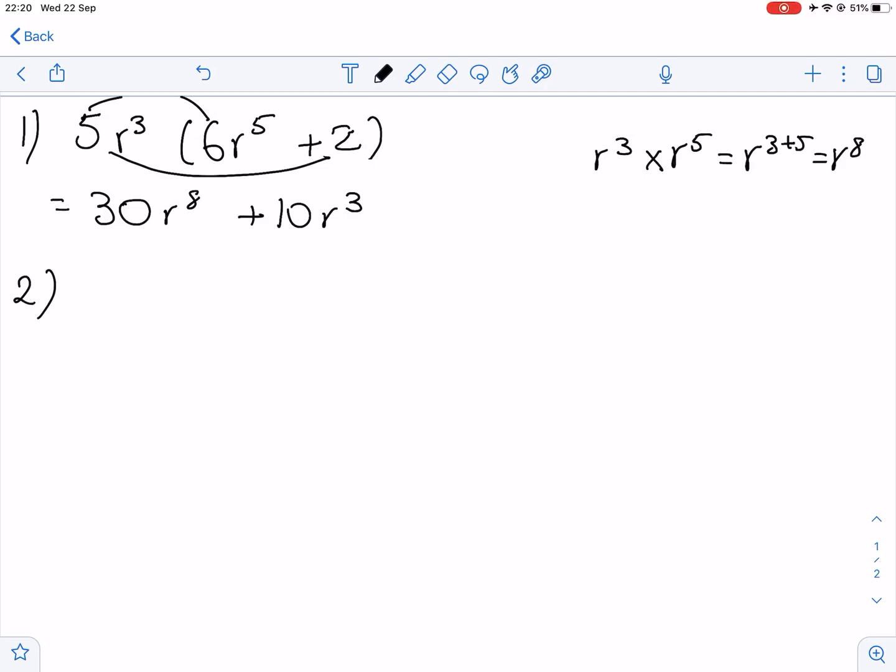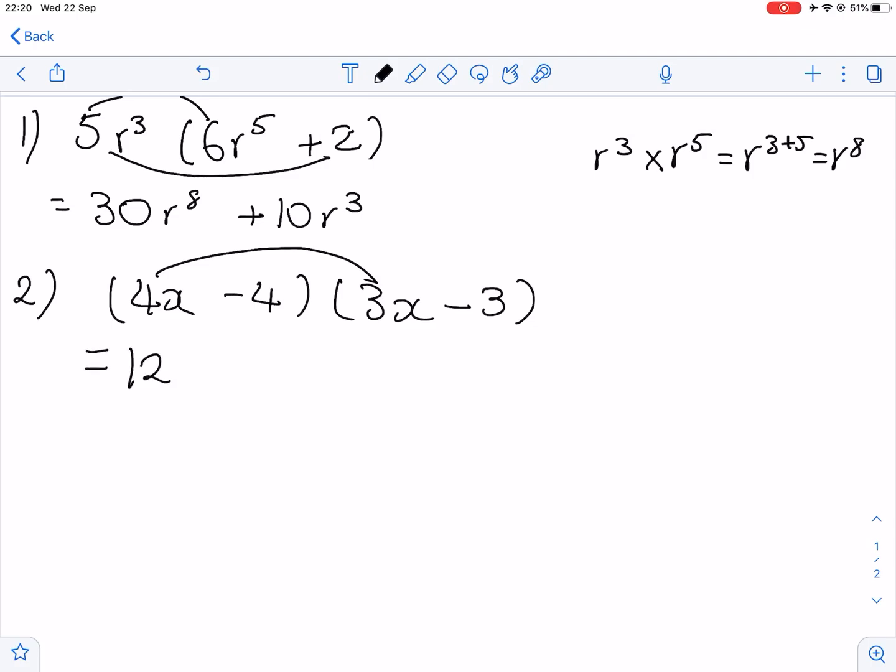Second question, you're asked to expand (4x - 4)(3x - 3). So again, you expand your brackets. So 3 times 4 is 12x squared. Then you do 4x multiplied by minus 3, which is minus 12x.